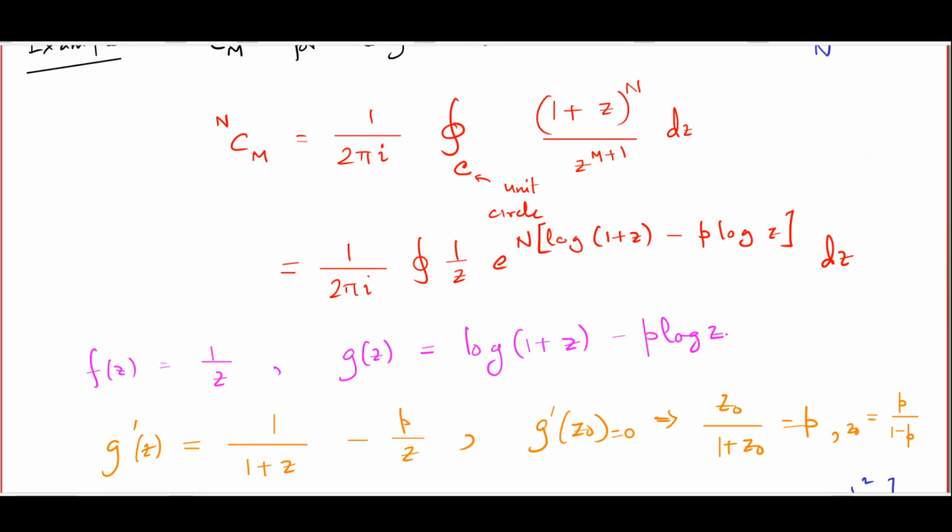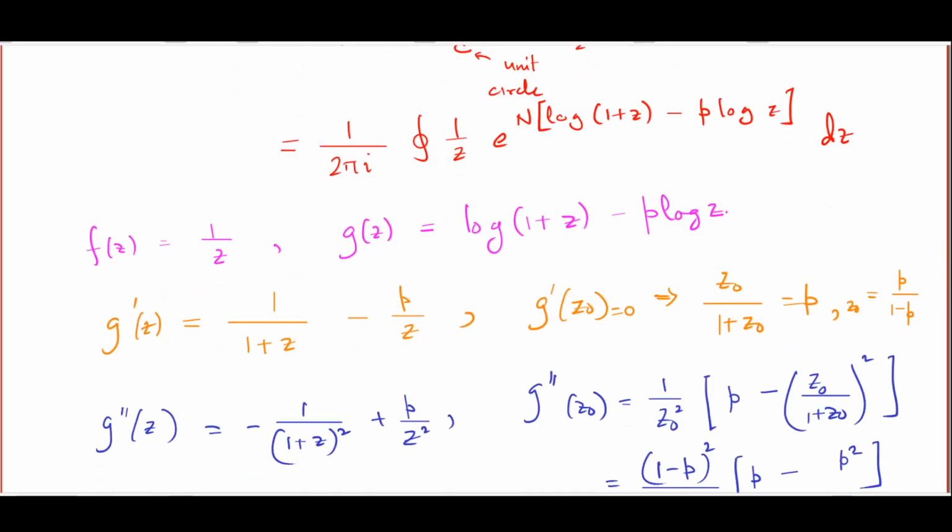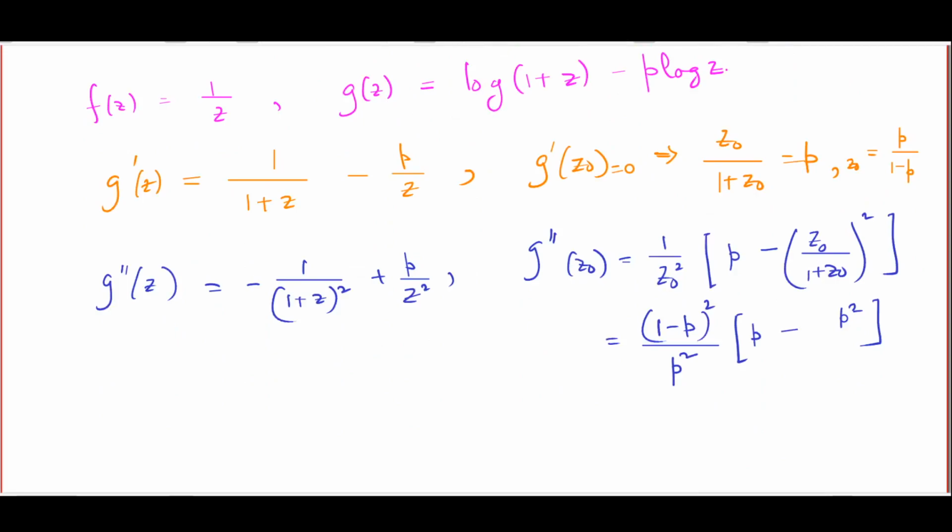G prime z, the derivative, is simply 1 by 1 plus z minus p by z, and setting that equal to 0 and solving for z to give you z0, the location of the saddle point, yields rather simply z0 equals p by 1 minus p. We can easily calculate the second derivative of g at z, and hence at z0, and the value works out to be 1 minus p whole cube by p.